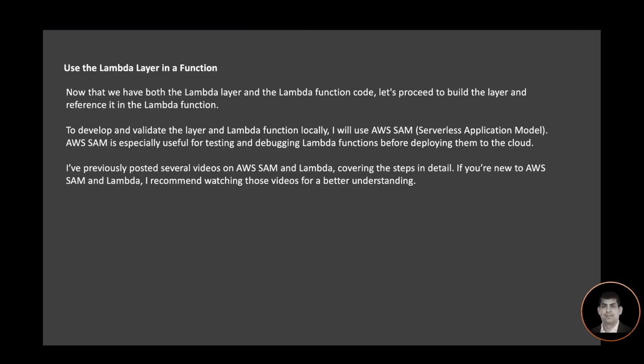Now that we have both the Lambda layer and the Lambda function code, let's proceed to build the layer and reference it in the Lambda function. To develop and validate the layer and Lambda function locally, I will use AWS SAM. AWS SAM is especially useful for testing and debugging Lambda functions before deploying them to the cloud. I have previously posted several videos on AWS SAM and Lambda covering these steps in detail. If you are new to AWS SAM and Lambda, I recommend watching those videos for a better understanding.